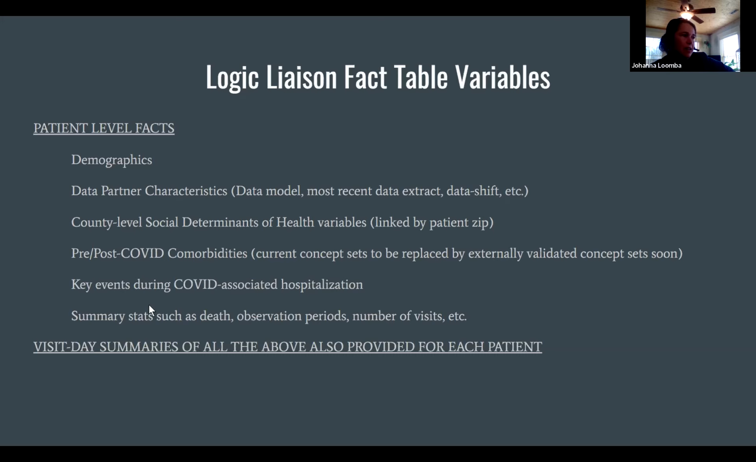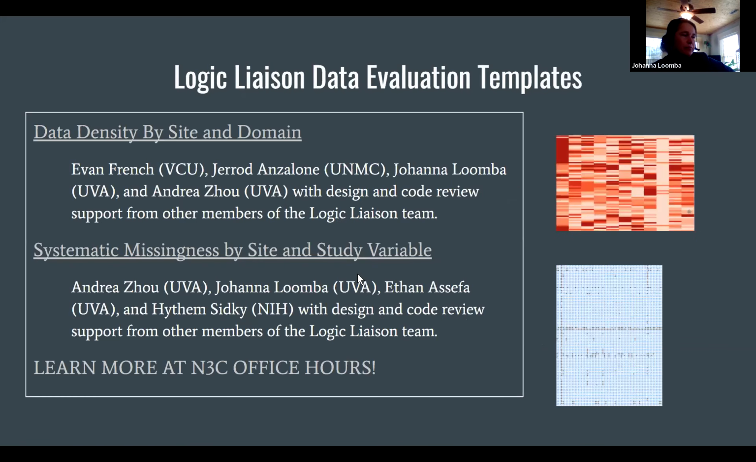We have key events that happen, like during the COVID hospitalization, and flags that are created for those, and summary statistics about our patients. All of these are available at the patient level of detail, 1 row per patient. But then we also have a visit day summary. It's our all facts table, and you can get all of the above visit by visit for each patient that's been seen, along with important flags, and Andrea will show you that.